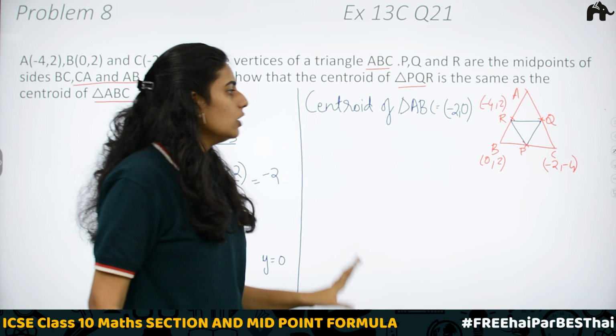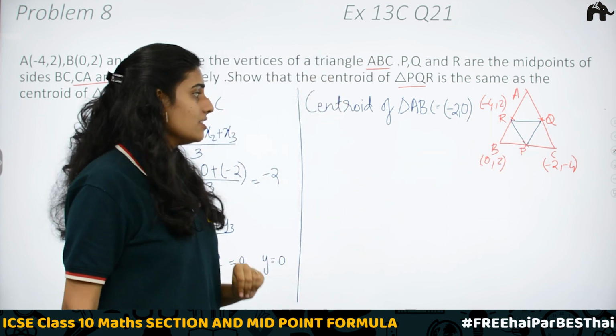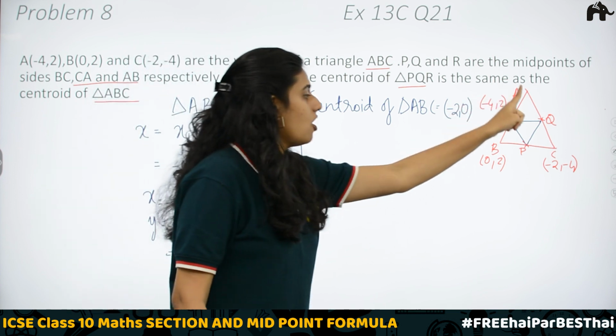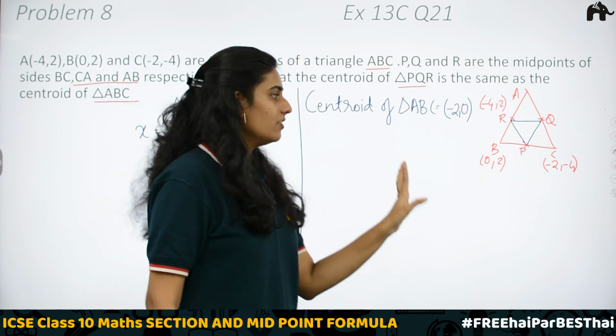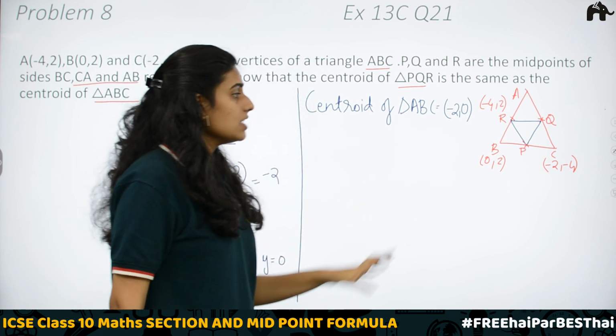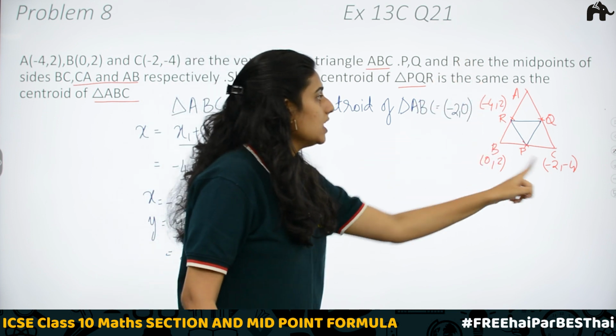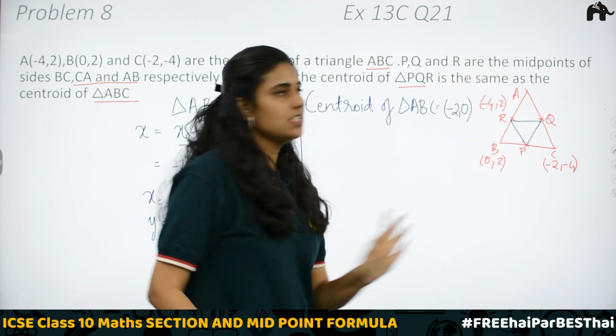Yes, but we don't know what the coordinates of P, Q and R are. How to find them? If we know the coordinates of A, B, C, we can easily find the coordinates of P, Q and R, because P, Q and R are the midpoints of sides BC, AC and AB.